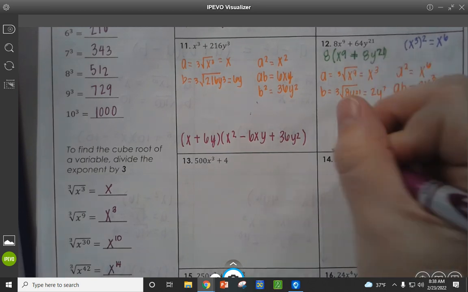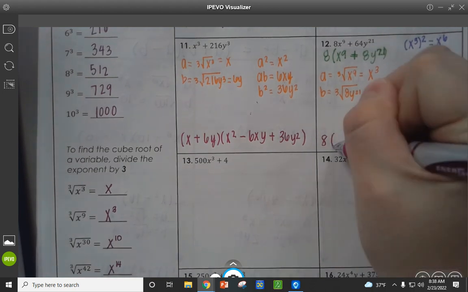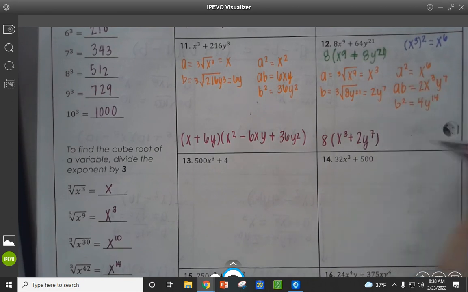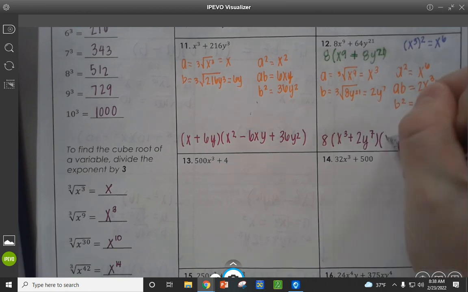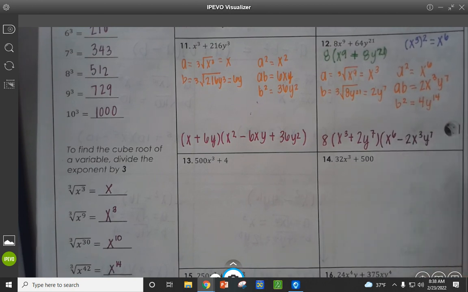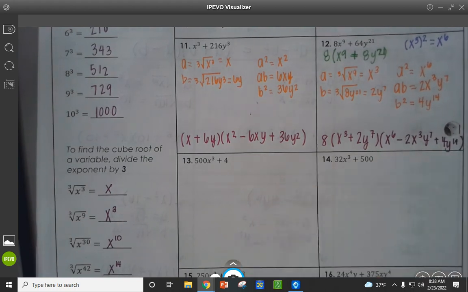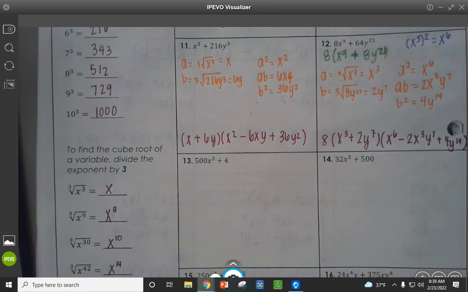So then our answer, we have to bring down the GCF. That still has to be part of it. 8 times x cubed plus 2y to the 7th, and then we have x to the 6th minus 2x cubed y to the 7th plus 4y to the 14th. So once you have what I've got here in orange, all you're doing is plugging into the formula that I wrote at the top. So getting these is the hardest part.